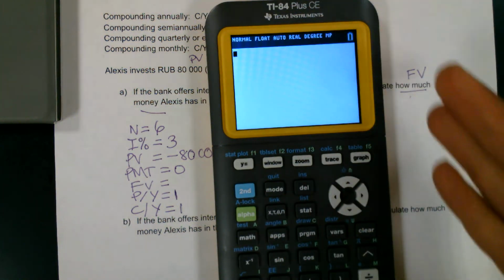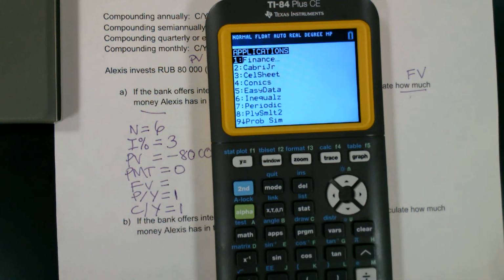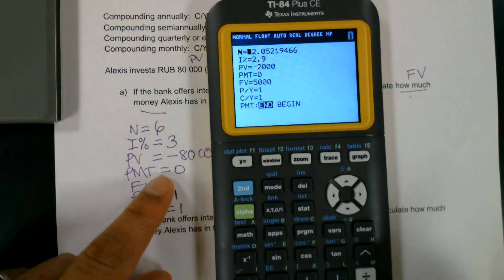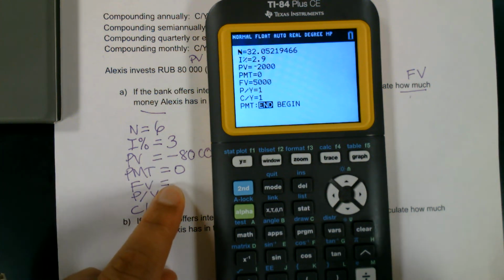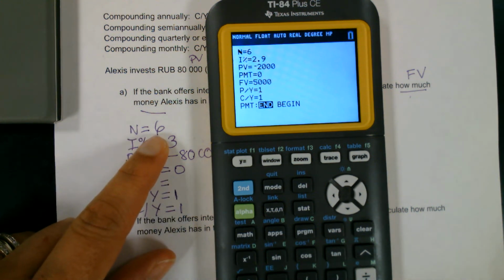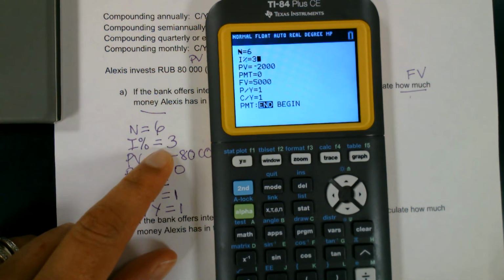So let's go to our calculator. If you are at this menu, remember you go to apps and then you press enter, and we're brought here. Remember, the last step should be to clear out what you're looking for. So don't clear that number yet, but let's change the other ones. So this should be 6, this should be 3, this should be negative 80, and you can just simply rewrite over. I'm not clearing that future value.